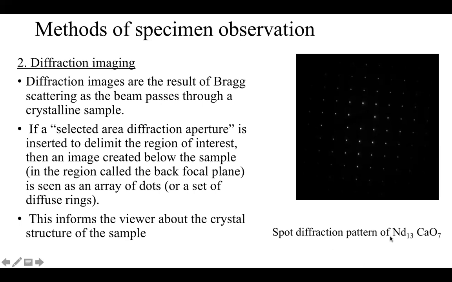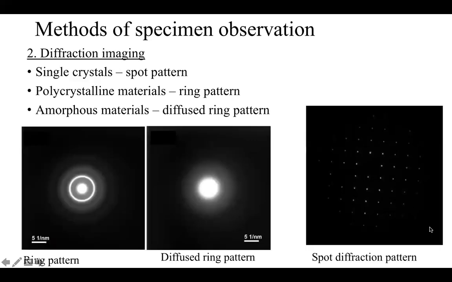So this is the spot diffraction pattern of neodymium 13, calcium 07. Now, just by observing the SAED pattern, we can say whether it's a single crystal, polycrystalline, or amorphous. If you have a single crystal, like silicon, let's say, you will observe a spot pattern like this. This is a spot diffraction pattern. But if you observe a ring pattern, this is a polycrystalline material. In the amorphous case, you won't see ring patterns, but one big diffused ring pattern.